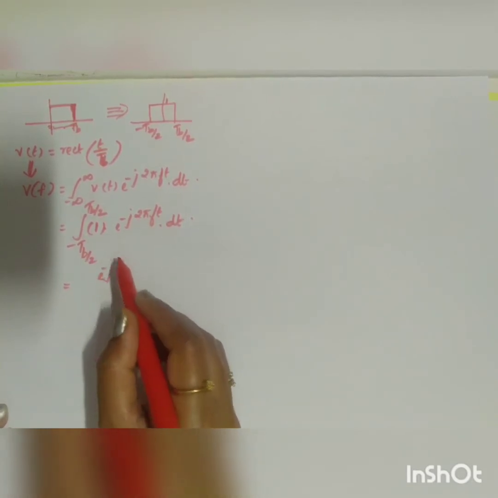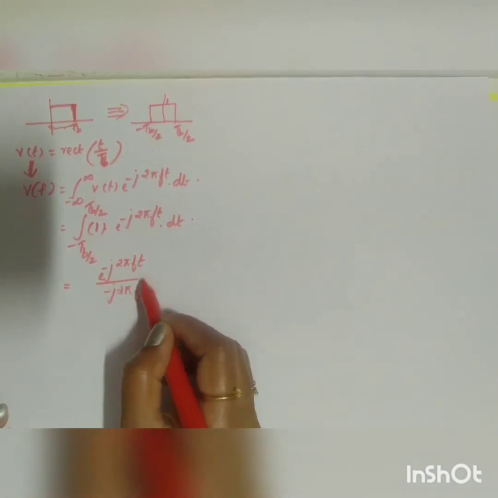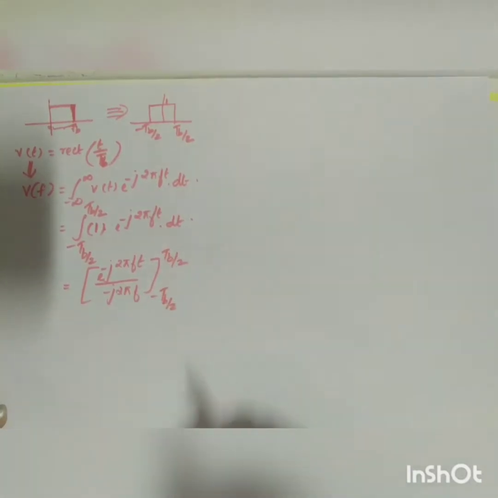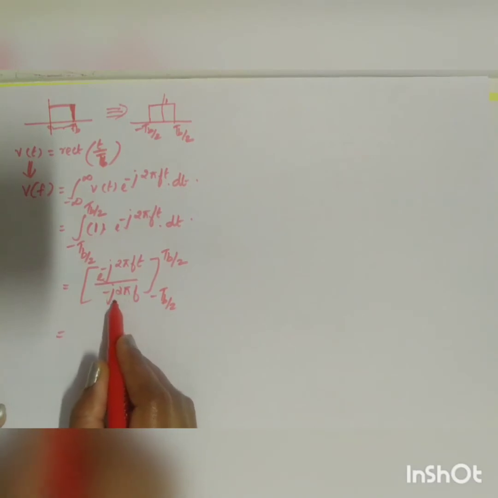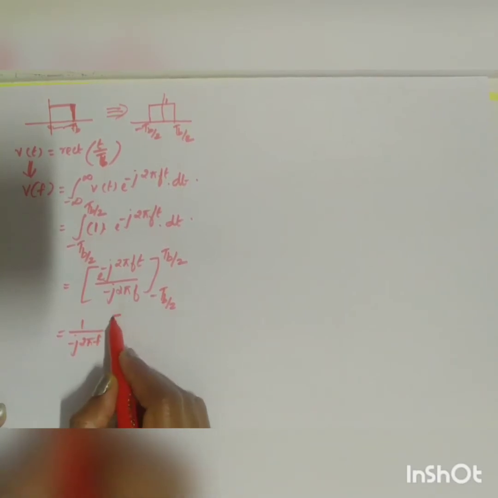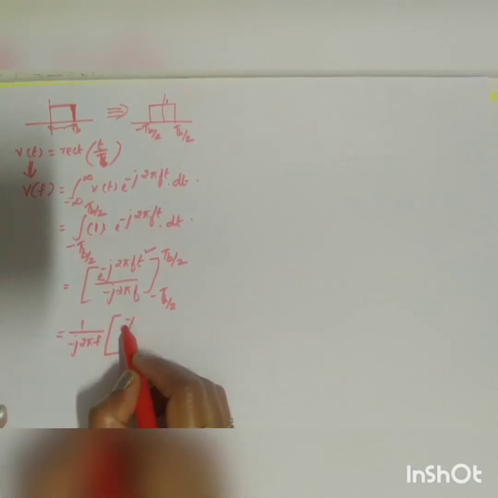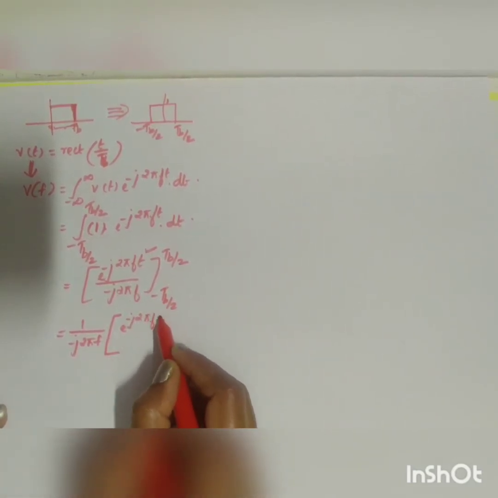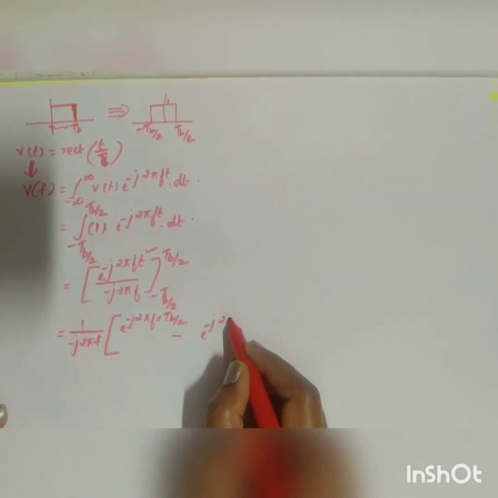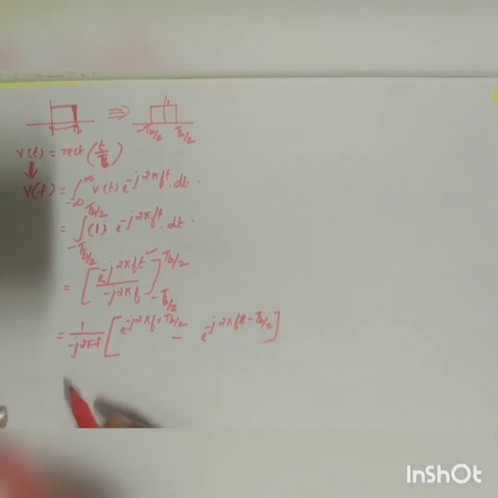So e power, just apply the integration. ft divided by minus j2 pi f, right? What will be your limit? Minus tb by 2 and tb by 2. Okay, so now if I can take this minus j2 pi f outside, okay, 1 by minus j2 pi f, you can apply your limit, right? Instead of t you are going to apply the limit tb by 2: minus j2 pi f into tb by 2, right, minus e power minus j2 pi f into minus tb by 2. Okay, this is what you will be getting.